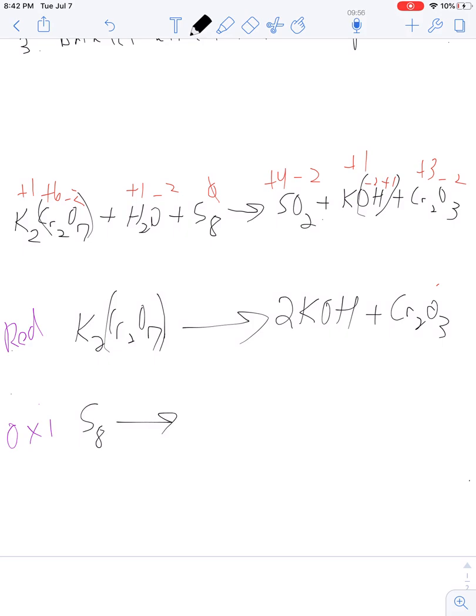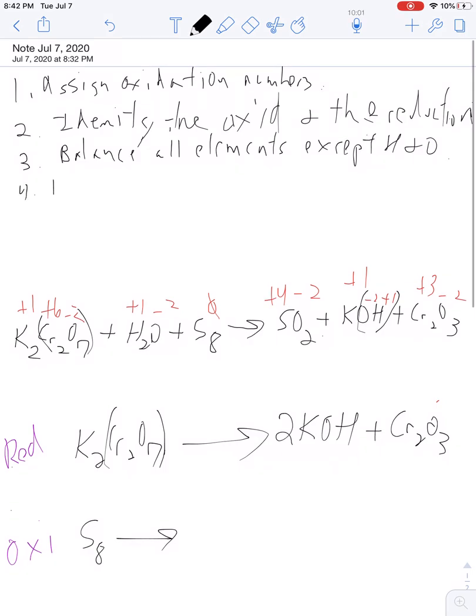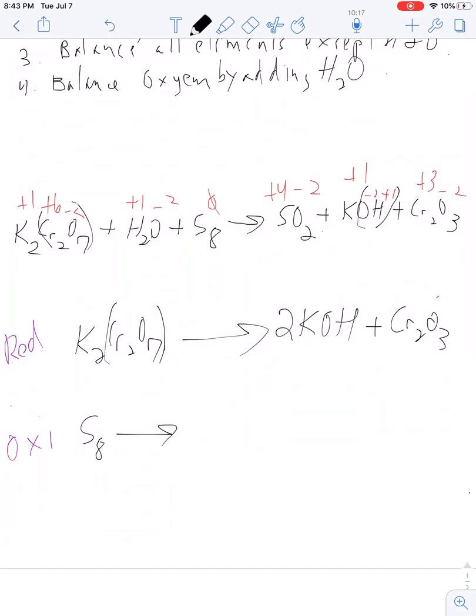Now I have to balance in step 3, or step 4, balance oxygen by adding water. Okay, so I have 7 oxygens on this side, and I got 5 oxygens on that side. So that means I'm going to have to add 2 waters to this side to get my oxygens to balance. And now I have 7 oxygens on each side.